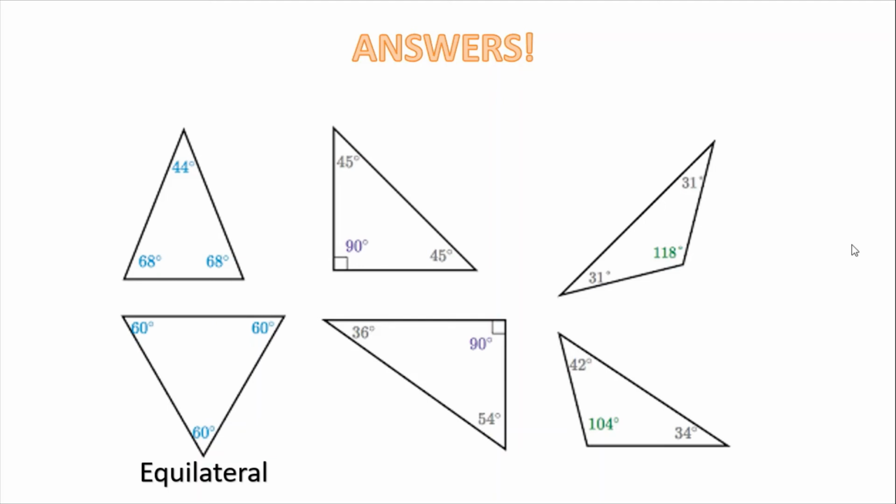Any isosceles? Yes, we've got one there. And we've got another one there. So isosceles, you're looking for 2 angles that are the same. 2 sides the same, 2 angles the same as well. So we've got 2 68-degree angles on the one on the left and 2 31-degree angles on the one on the right. And obviously 31 degrees is less than 68 degrees.